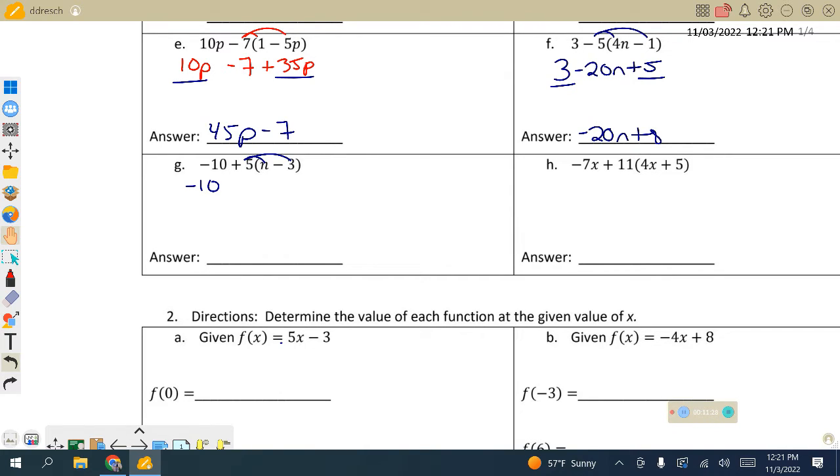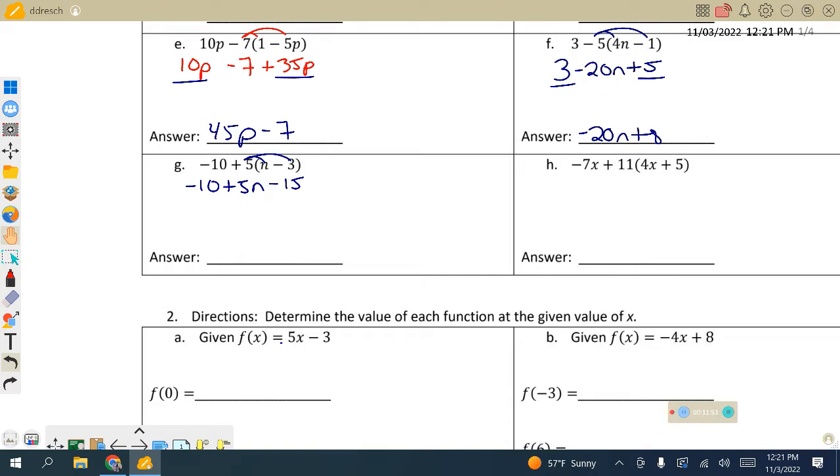Now we distribute that 5. 5 times n and 5 times negative 3. Watch that arithmetic. You should be working that at the same time, doing that arithmetic in your head. If you're not telling yourself negative 15, that's where that calculator will come into play. Same thing with adding these now, when we combine like terms.